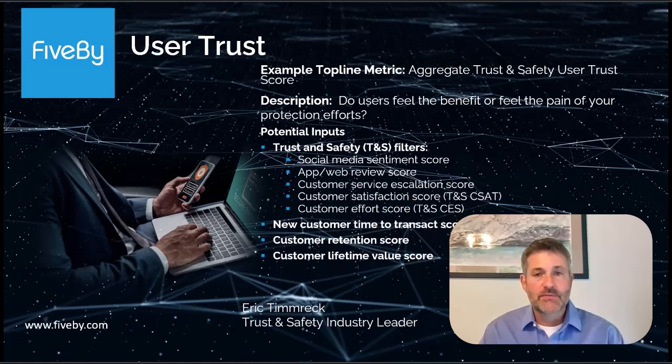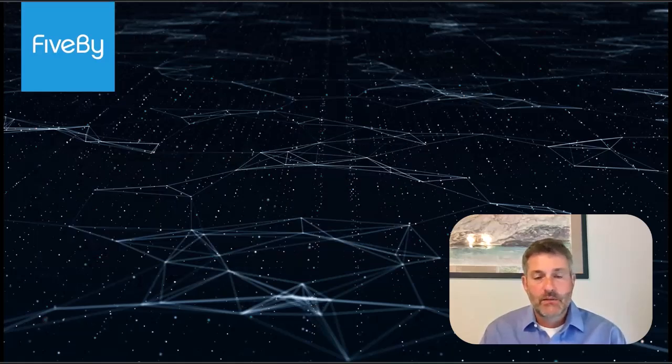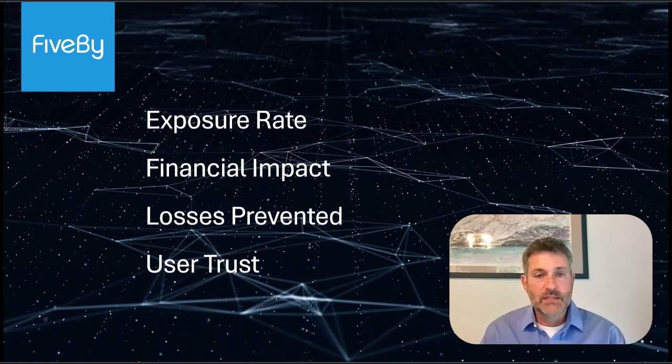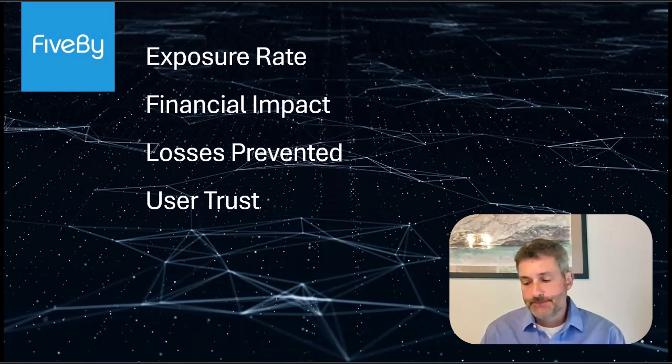Ideally, what you want is for protections to increase over time, and so bad actors or fraudsters are feeling the pain of your protections. They are feeling the friction. They are experiencing account challenges, but your good users are sailing straight through and having a great seamless experience. So those are the 4: exposure rate, financial impacts, losses prevented, and user trust.